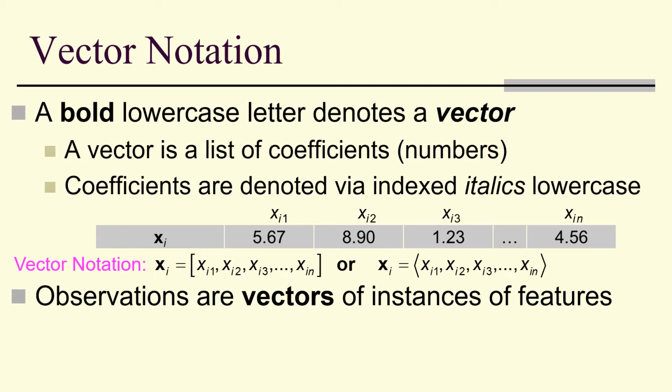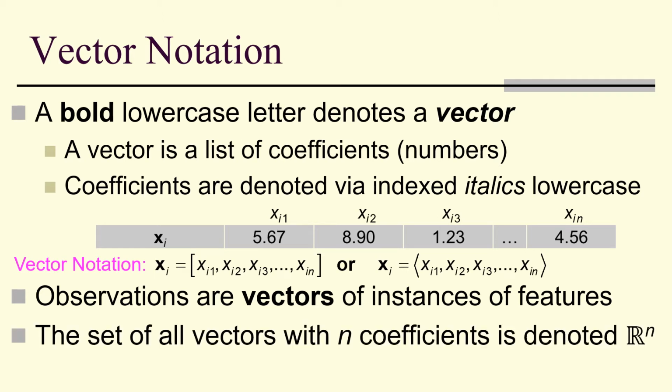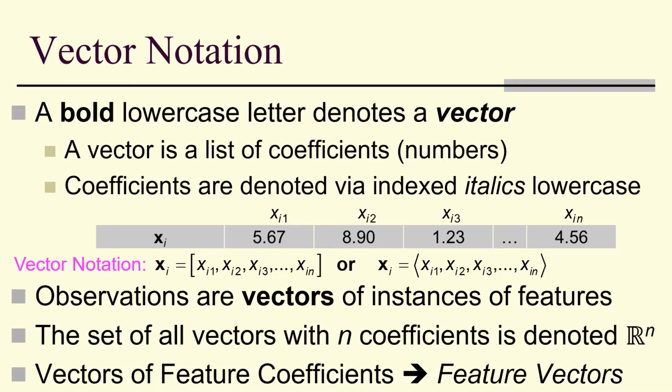Observations, therefore, are vectors of instances of features. And the set of all vectors with n coefficients is denoted Rn. Vectors of feature coefficients are called feature vectors. And Rn, when it's used as a model for feature vectors, is sometimes called feature space.